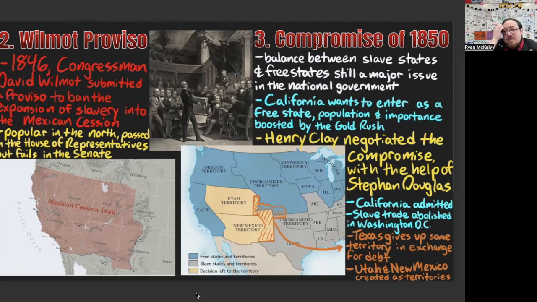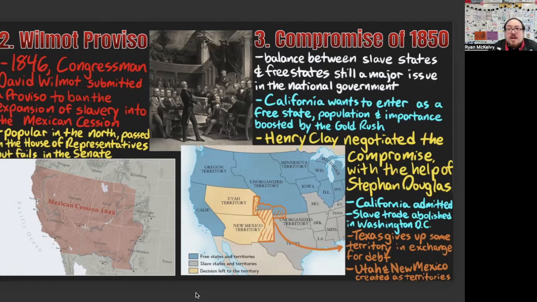It's meant to maintain the balance between slave states and free states. Again, it is basically every time we've got to add a state, there's this huge fight and this huge problem about whether or not we're going to decide which states are going to be entered, who's going to be a slave state, and who's not going to be a slave state.